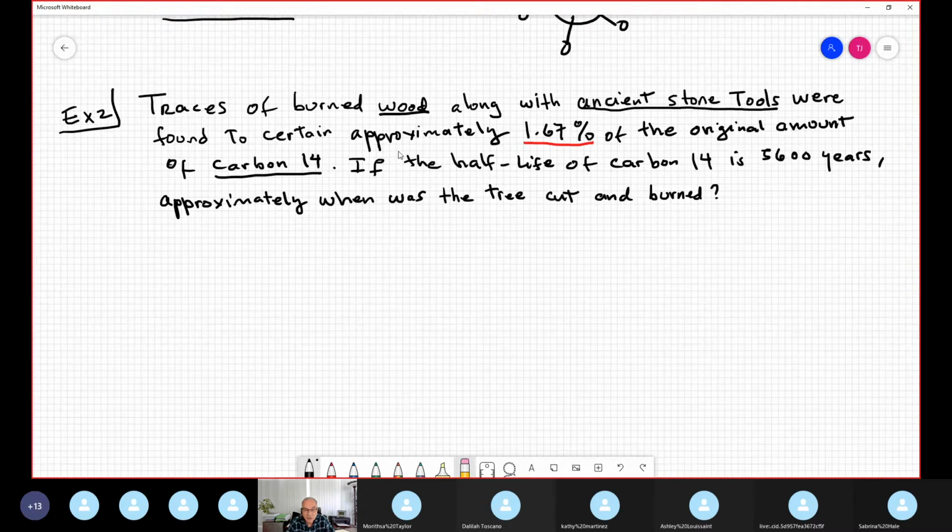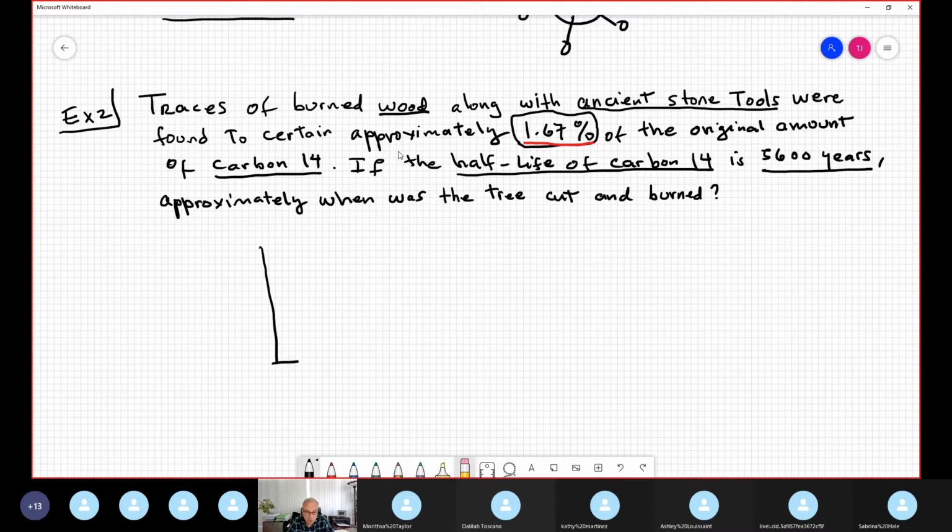And we use the instrument to analyze the substance. I determine it has this percentage. I want to find the age of these tools. If I know the half-life of carbon 14 is 5,600 years. Okay, what is the idea?